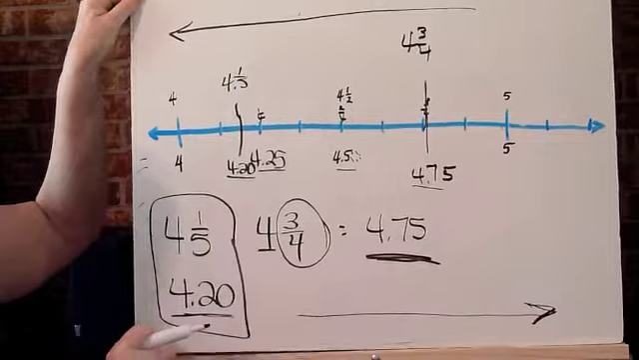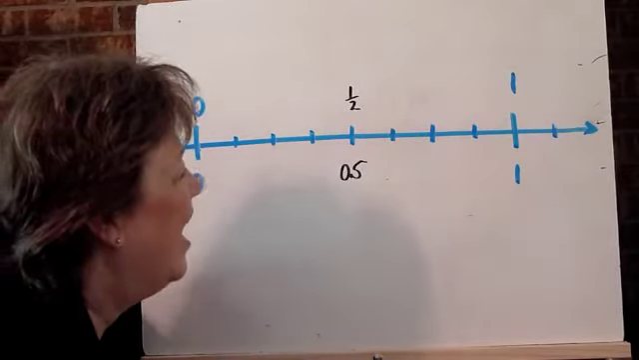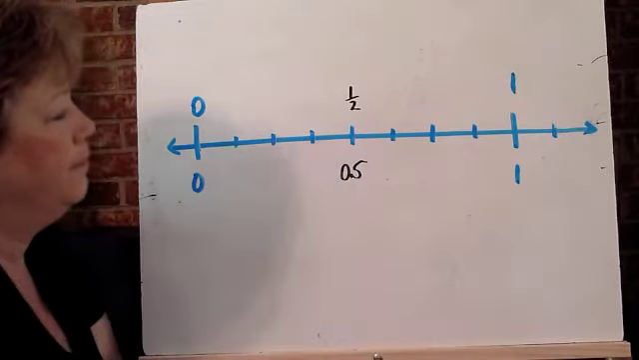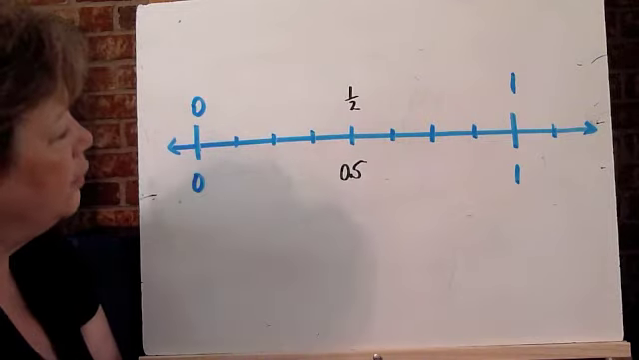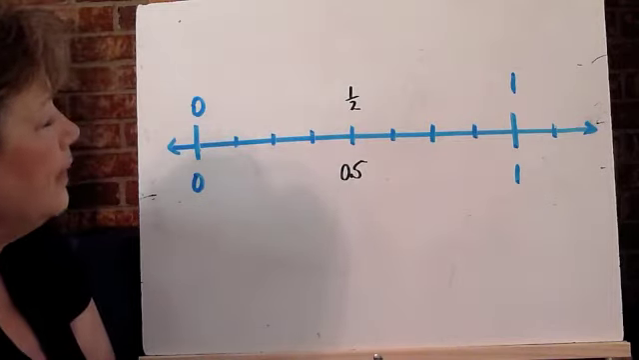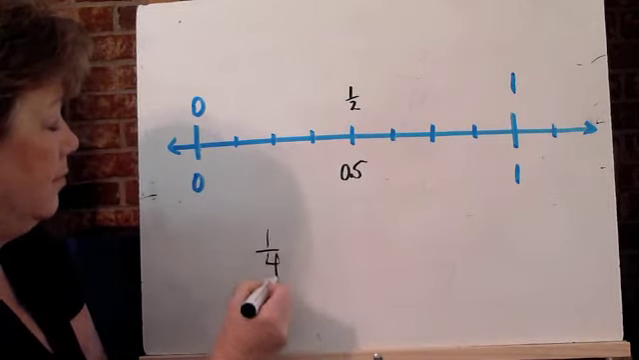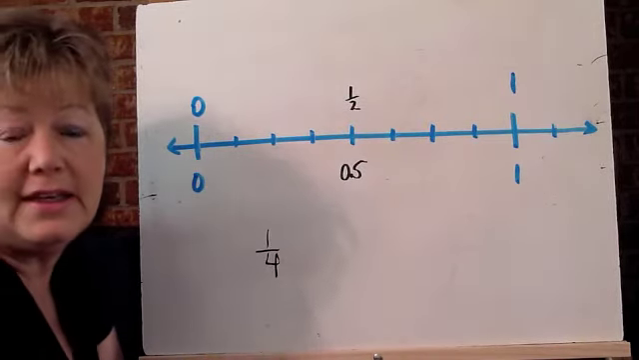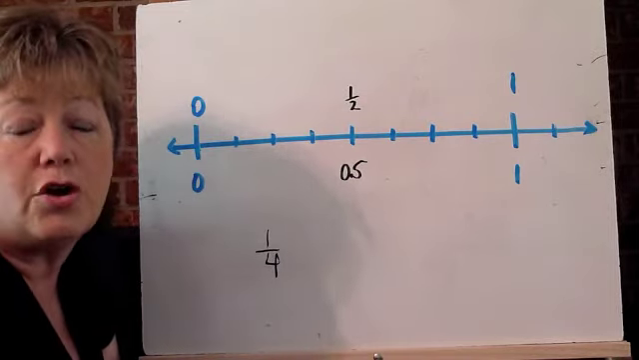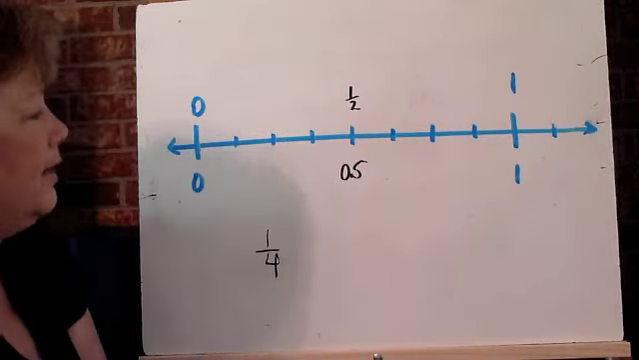So let's look at one more example, and then you'll have some to do, lucky you. This is just looking at numbers from 0 to 1. And I've gone ahead and marked in the middle a half, because we know smack dab in the middle is a half. So if I wanted to figure out where 1/4 was, what would be the easiest way for you to figure it out? You may want to think of it in terms of a fraction, or you may want to think of it in terms of a decimal. Whatever works in your brain to know.